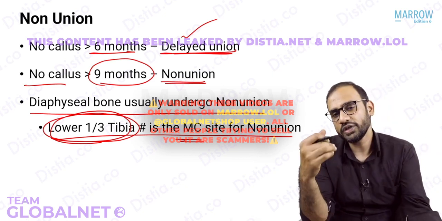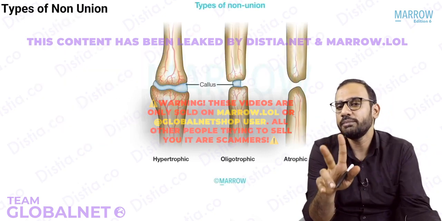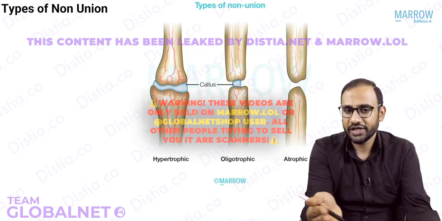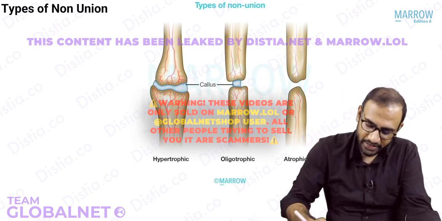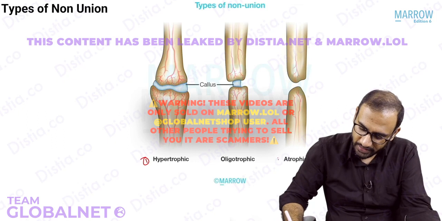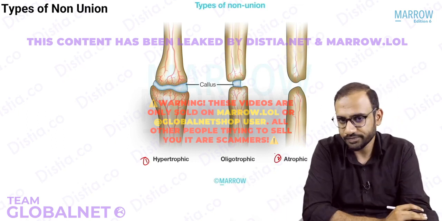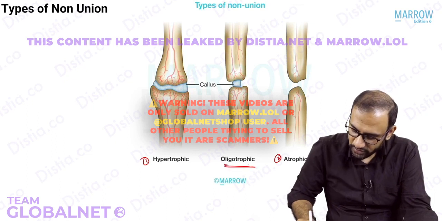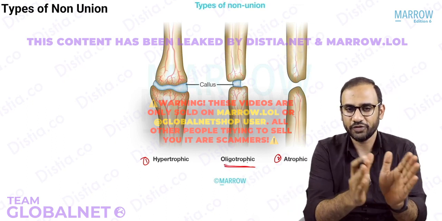Anyways, moving on to the types of non-union. There are 2 important types of non-union for all intents and purposes. Okay, classification mein to bahut sare, but 2 very important. One is hypertrophic non-union, other is atrophic non-union. Oligotrophic is there also, but we'll just remember hypertrophic and atrophic.